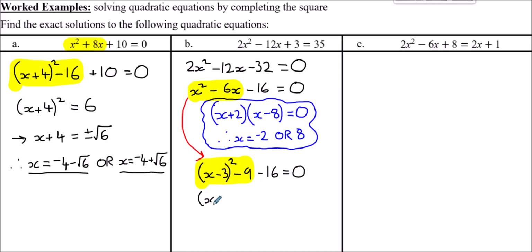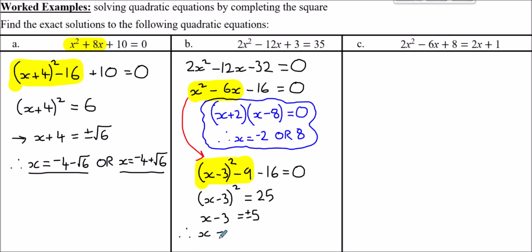So let's neaten this up slightly. So we have x minus 3 all squared, minus 9 minus 16, that's minus 25. And so we can add 25 to both sides to arrive at this. We can now square root both sides. Now 25 is obviously a square number, so the square root of 25 is 5, and be very careful to remember the plus or minus in front of it. Now if we add 3 to both sides, we arrive at our solutions.